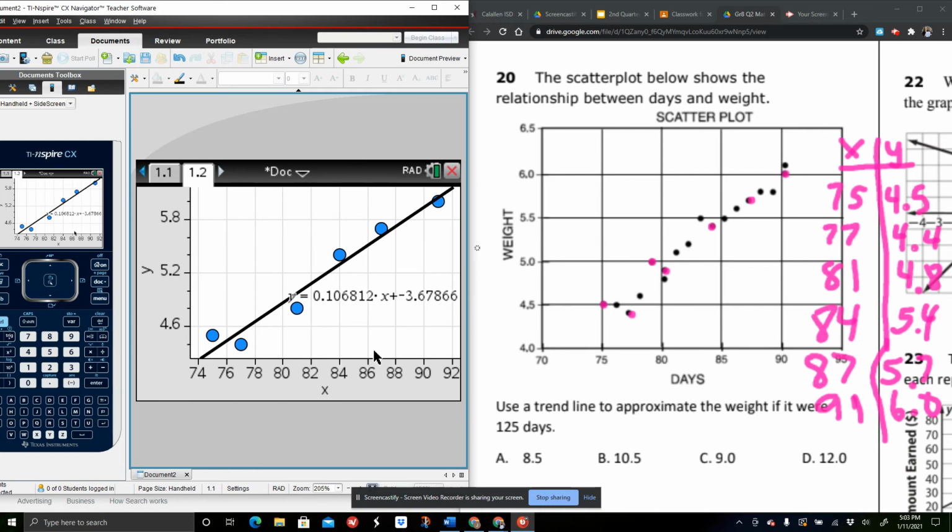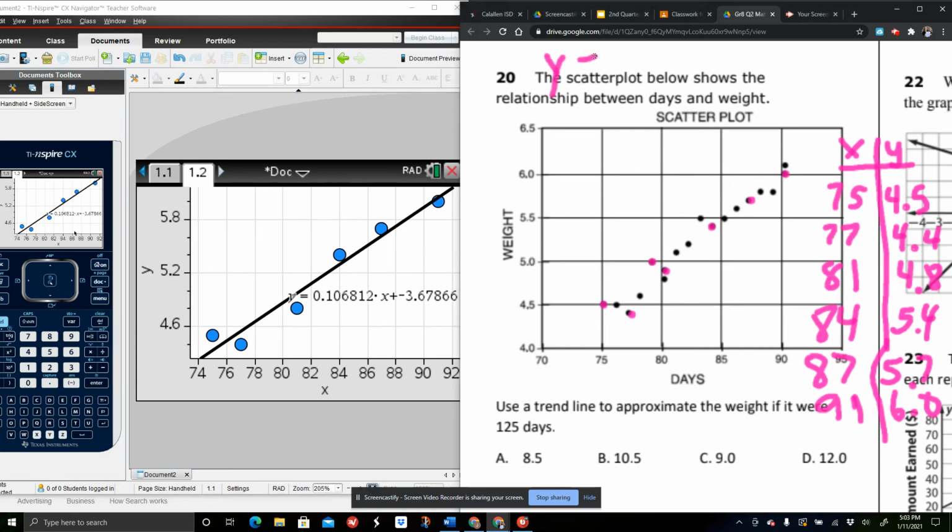Or round. It's got me a lot of decimal places there, so I'm going to write the equation as y equals, and I'm going to round. So instead of saying all of these decimals, I'm just going to say 0.11x, and then it says plus negative 3.67866. I'm just going to say minus 3.68. Okay.